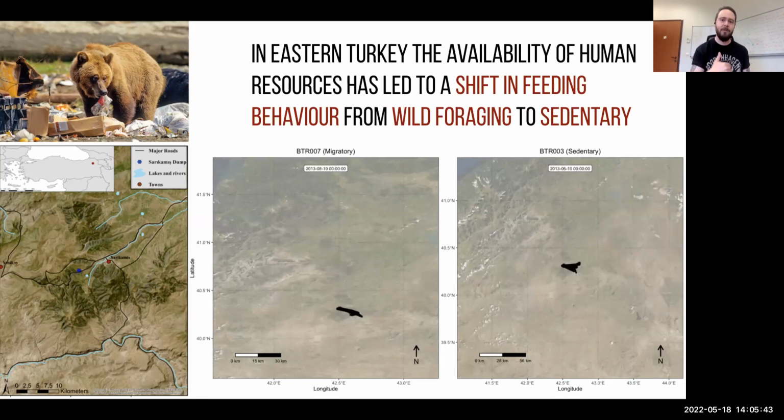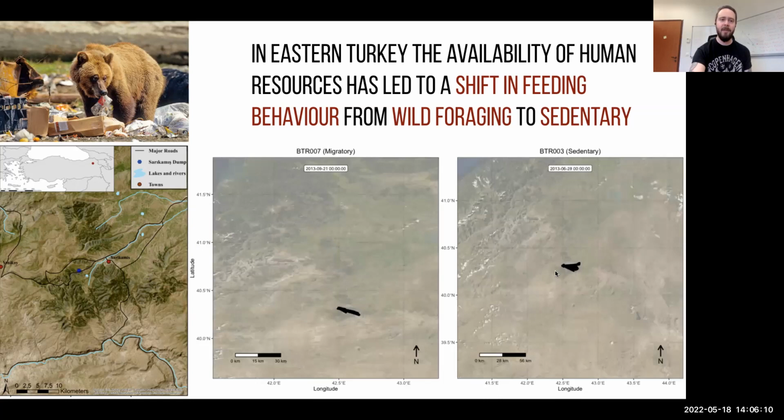And this has led to the observation of a shift in feeding behavior, because what we actually see in this area are two types of bears. We have wild foraging or migratory bears, which usually breed or spend winter around Sarıkamış, but then they migrate all the way up, in this case towards Artvin, sometimes into Georgia, and sometimes into other areas, and search for food, and then they come back to hibernate.